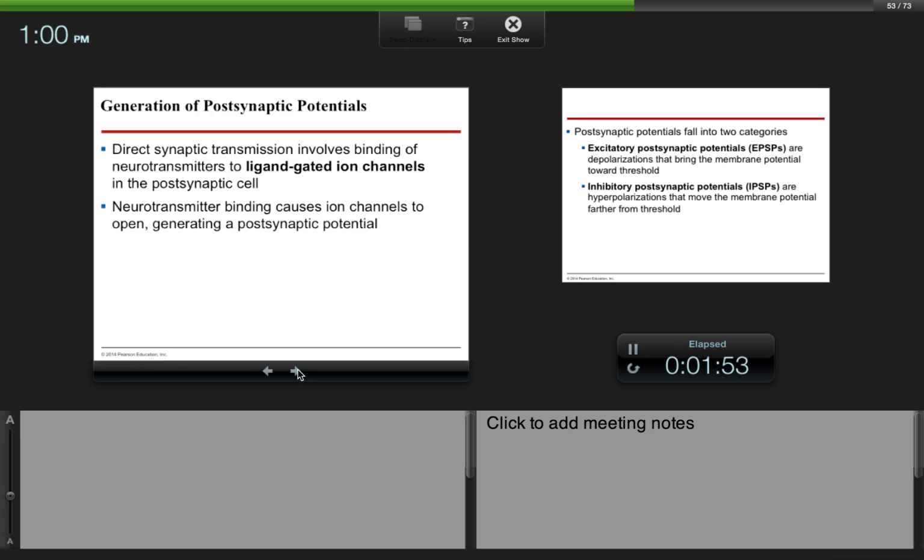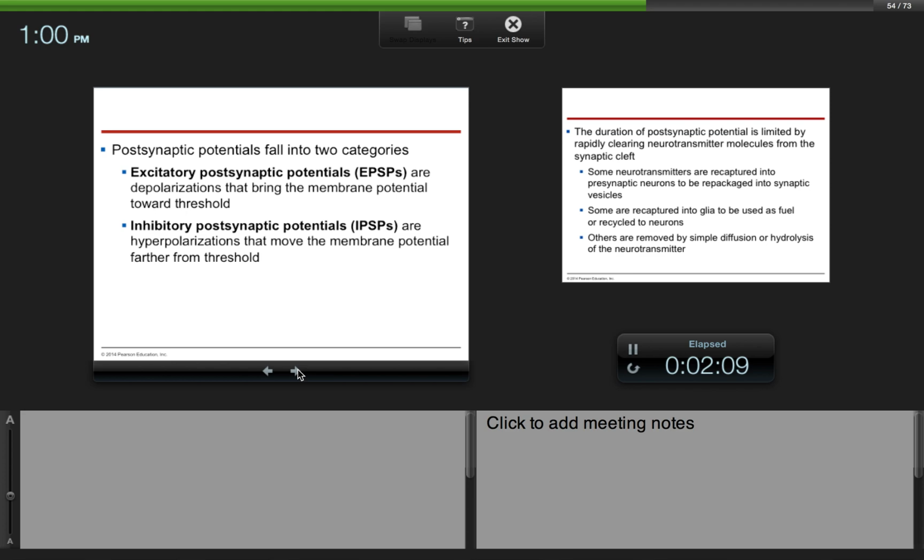Direct synaptic transmission involves the binding of neurotransmitters to ligand-gated ion channels in the postsynaptic cell. Neurotransmitter binding causes ion channels to open, generating a postsynaptic potential. Postsynaptic potentials fall into two categories. Excitatory postsynaptic potentials, or EPSPs, are depolarizations that bring the membrane potential toward threshold. So you're getting possibly closer to threshold, which will cause an action potential to be generated. The other type is inhibitory. So inhibitory postsynaptic potentials, IPSPs, are hyperpolarizations that move the membrane potential farther from threshold.